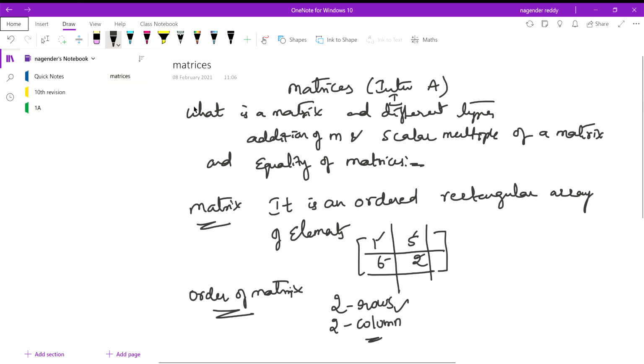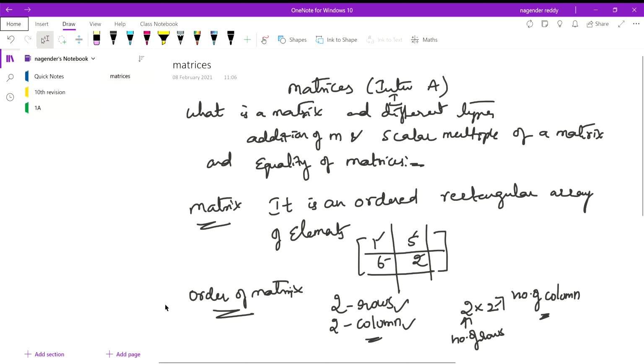Two rows and two columns, and it is represented as 2 by 2. We should pronounce it as a 2 by 2 matrix. That means the first number represents the number of rows, and the second represents the number of columns. So this is the order of a matrix.